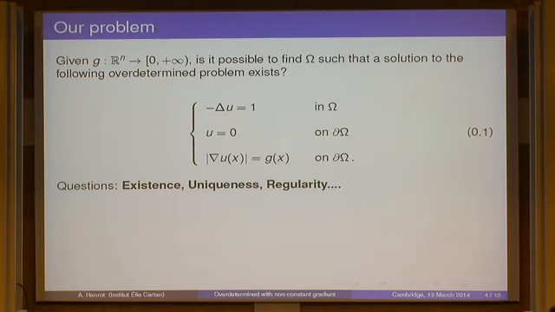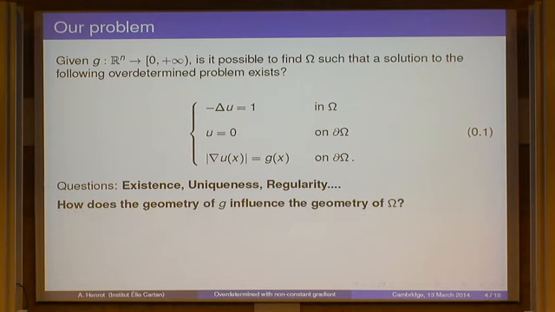So the questions I am interested in are obviously the question of existence of a solution, possibly uniqueness of the solution, regularity of the solution, and also some geometric properties. Namely, can we say something about the geometry of omega, the solution of this problem, with respect to the properties of J? If J has some convexity property, can we prove that omega is convex and so on? So these are the questions I'm going to discuss in this talk.